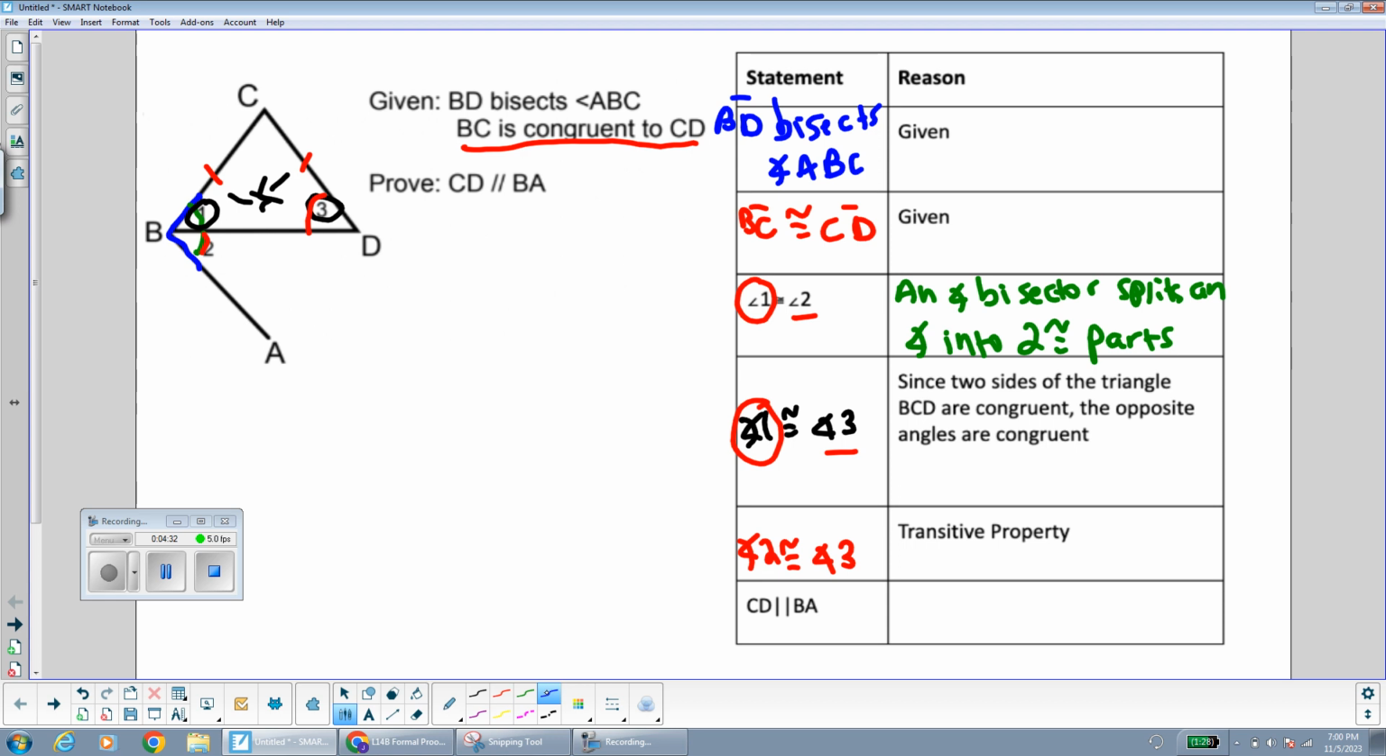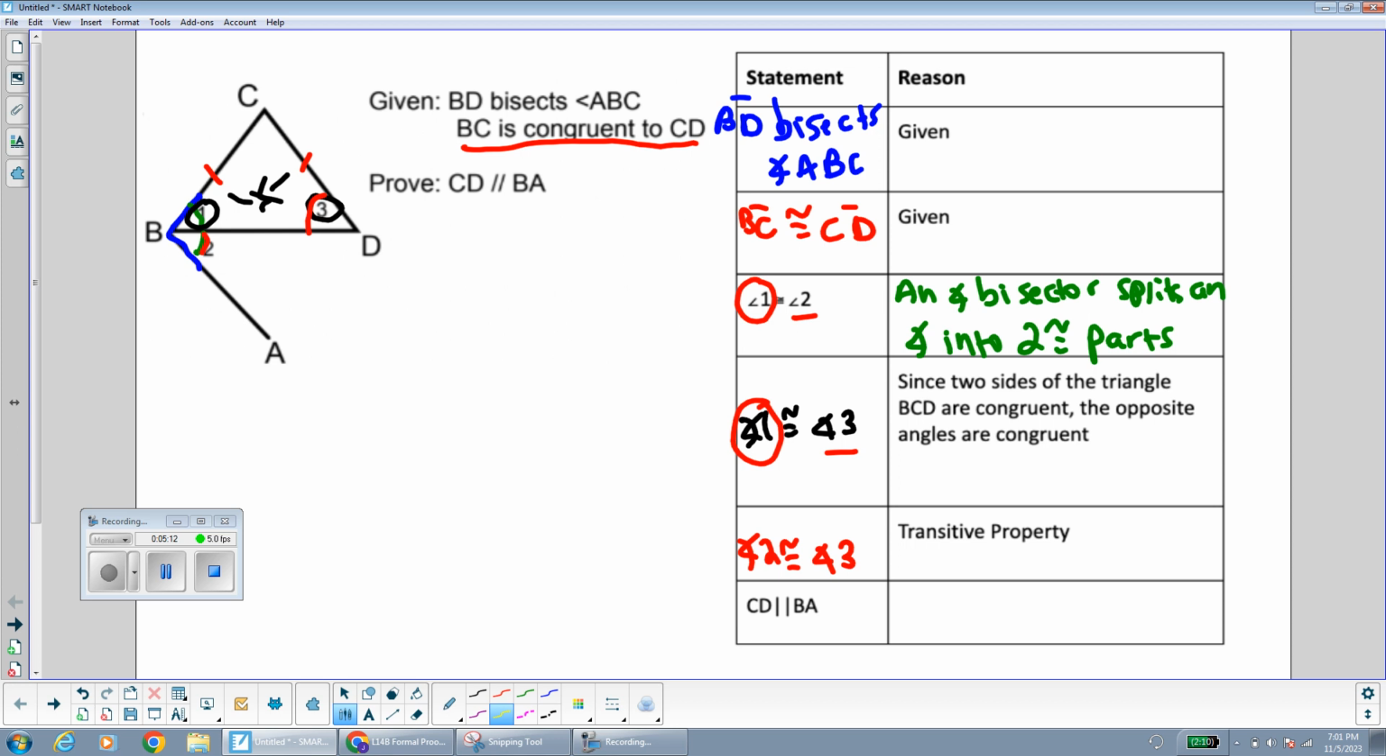My goal is to prove that line CD is parallel to line BA. Now, when we're trying to prove things are parallel, we're going to think about our angle relationships. Because when parallel lines are cut by a transversal, we have a bunch of angle relationships that are true. We have congruent alternate interior angles. We have congruent alternate exterior angles. We have congruent corresponding angles, supplementary same side interior angles. So the reverse is also true. If we can find any of those angle relationships here, that would prove the lines had to be parallel in the first place to make those angle relationships true.